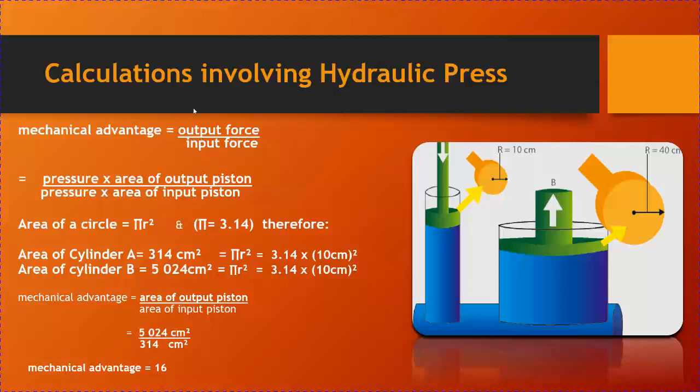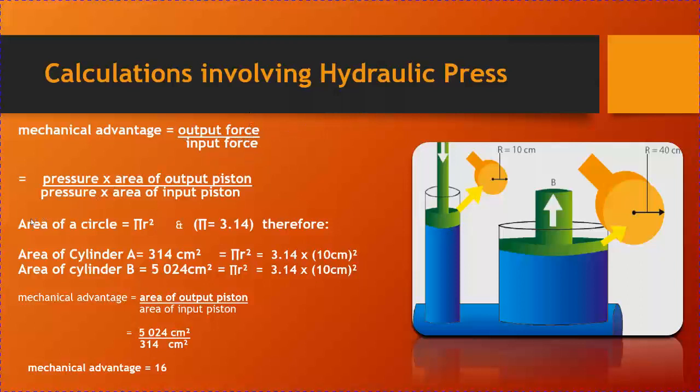So what must we remember? We must remember the formula. Mechanical advantage is output force divided by input force. It could be the output area. It could be the output distance. But it's always output divided by input.